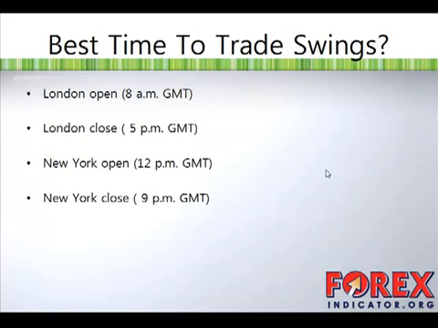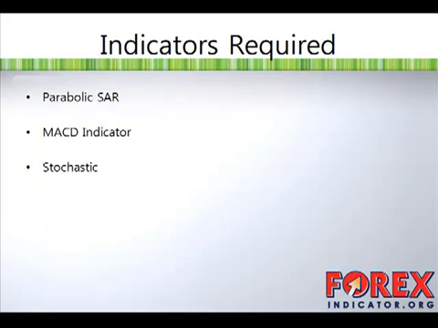So let's go through the indicators that we require. To trade this strategy, you need a parabolic SAR, the MACD indicator, as well as a stochastic indicator. For all of these, you just have to follow the default settings on your platform, and it is good enough. So let's go through.